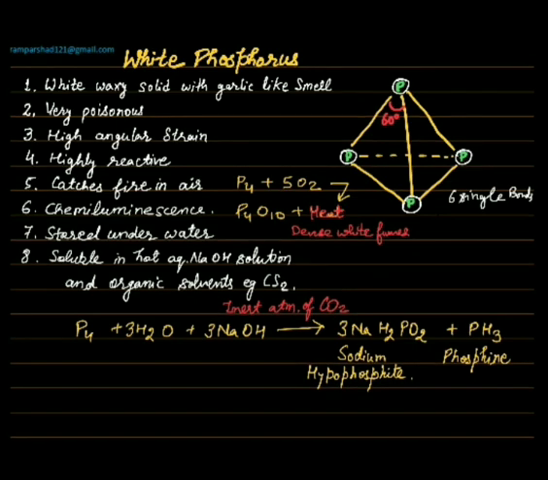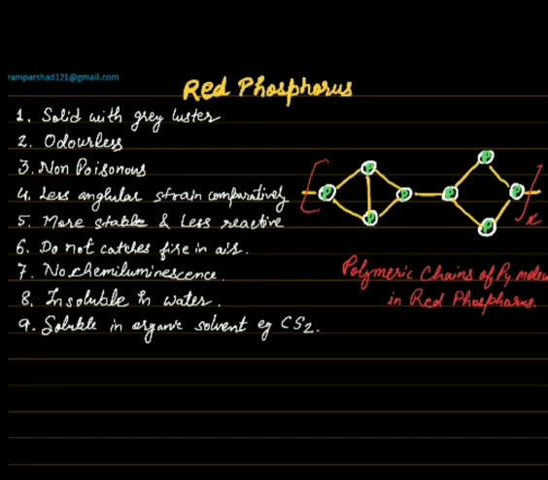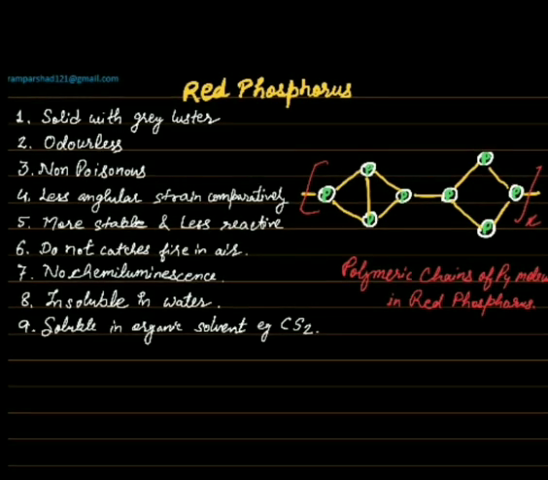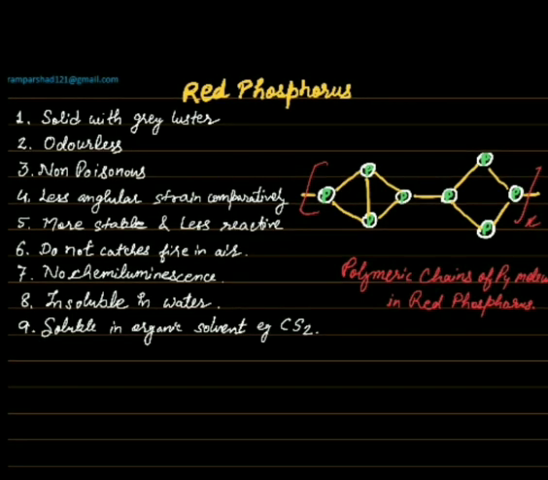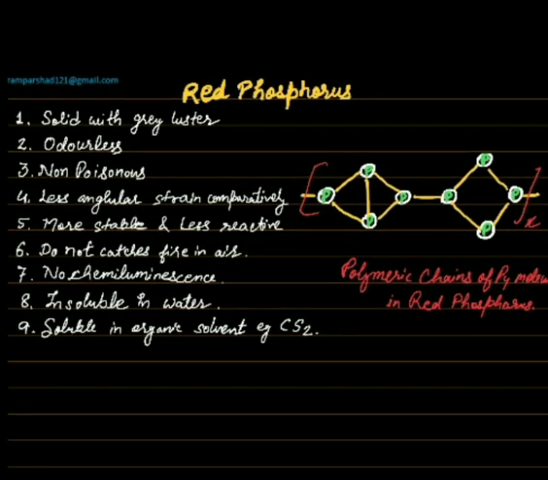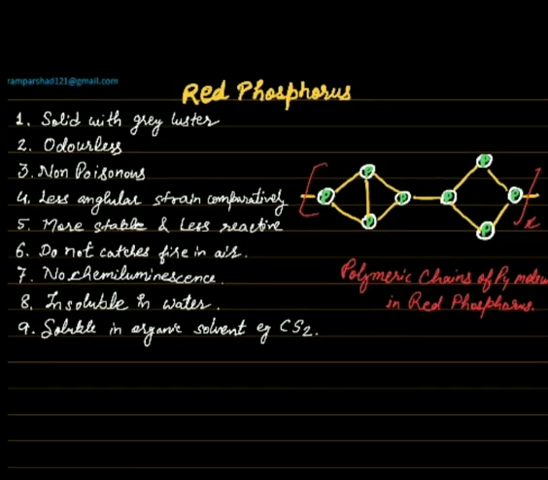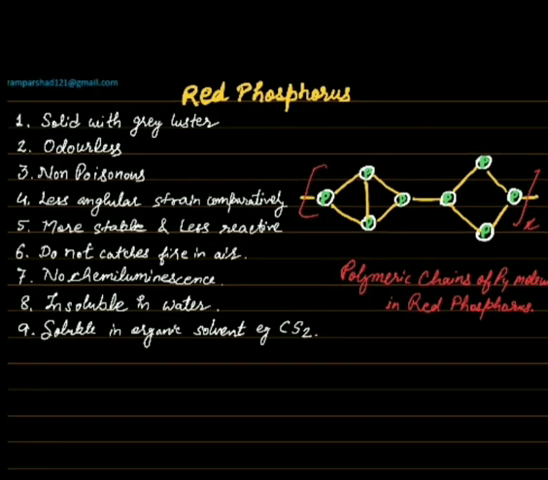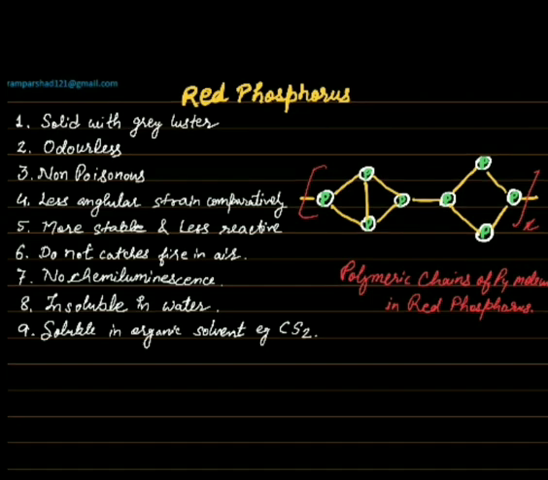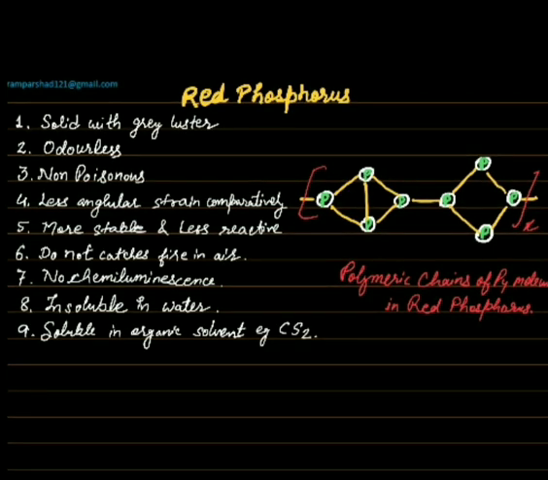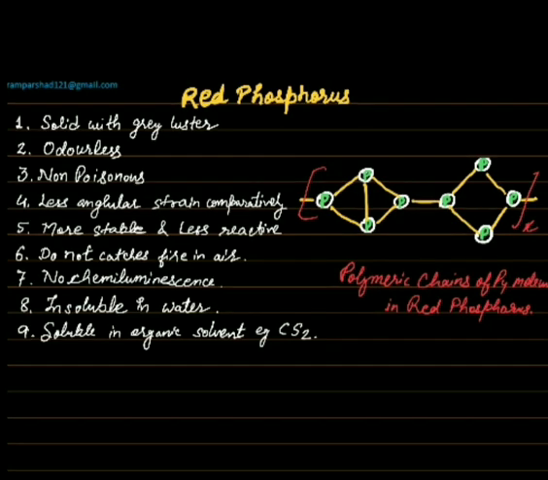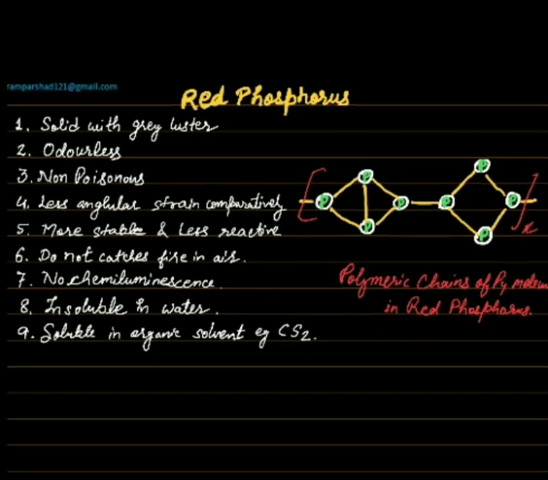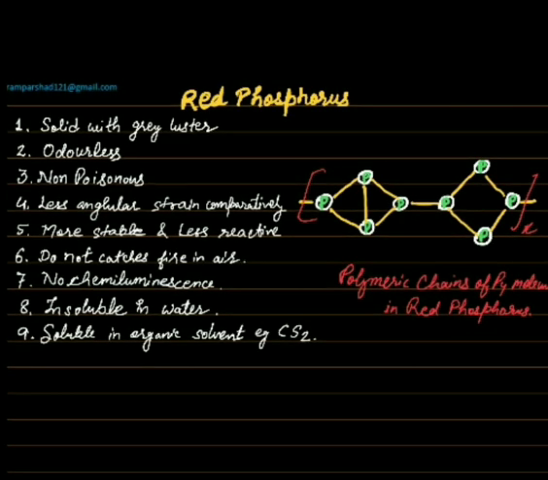Now the second allotrope of phosphorus, that is red phosphorus. It is a solid with gray luster. It is odorless and non-poisonous in nature, unlike the white phosphorus. As the red phosphorus is formed by heating the white phosphorus at a temperature of 300 degrees centigrade, or we can say 573 Kelvin, a large number of P4 molecules get polymerized and form a long linear chain of P4 molecules. That is called the red phosphorus.